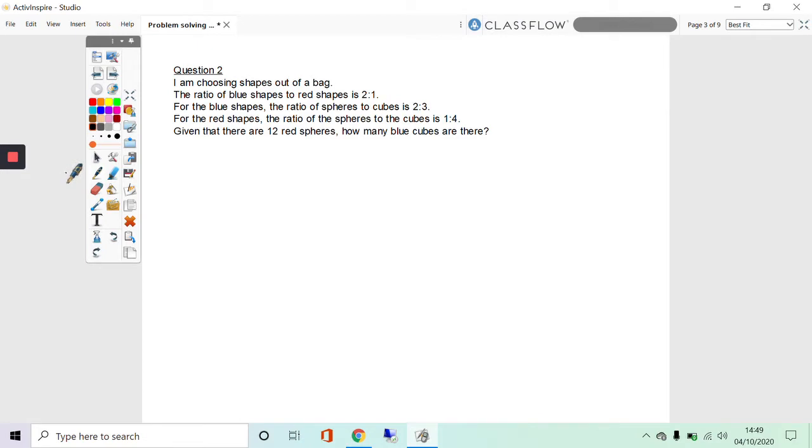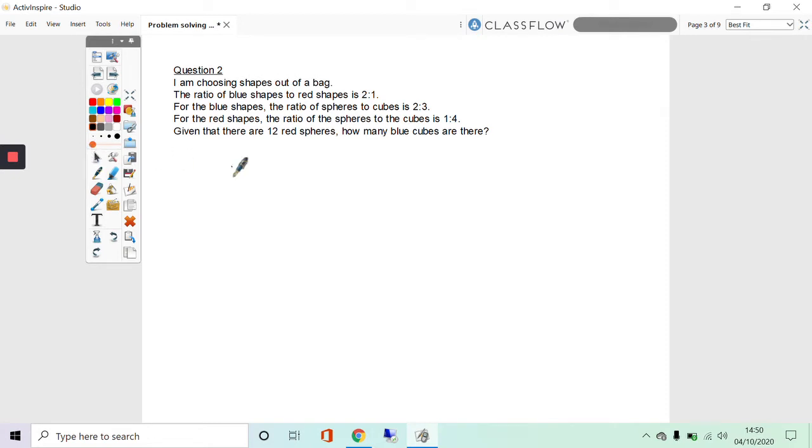Question 2. I am choosing shapes out of a bag. The ratio of blue shapes to red shapes is 2 to 1. For the blue shapes, the ratio of spheres to cubes is 2 to 3. For the red shapes, the ratio of spheres to cubes is 1 to 4. Given that there are 12 red spheres, how many blue cubes are there?